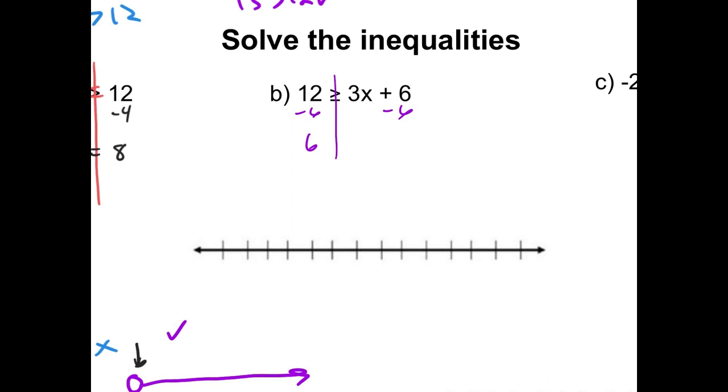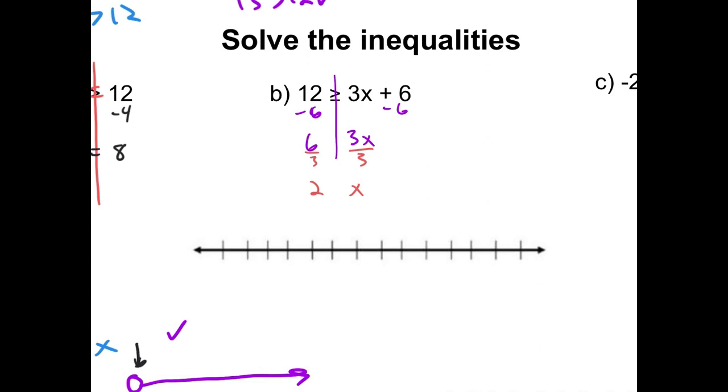It's a great opportunity to go back and relearn this stuff and say, hey, now's a chance for me to fix my non-understanding of solving equations, because it's pretty much the exact same thing here. So then my next step, I'm going to divide by 3 on both sides. I'll get that x is something to 2.